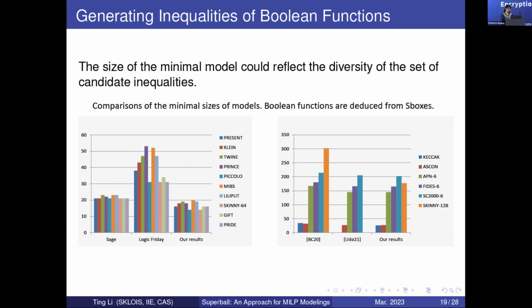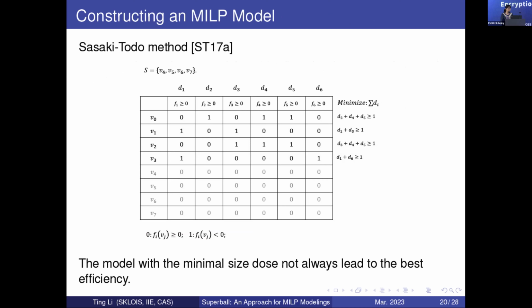The Boolean functions in the left figure are deduced from 4-bit S boxes, and in the right figure, they are deduced from larger S boxes. From the results, we can see that our model always has the smallest size, and it reflects that the candidates generated by our approach have a good diversity. Since we have got enough candidates, we can construct an MILP model.